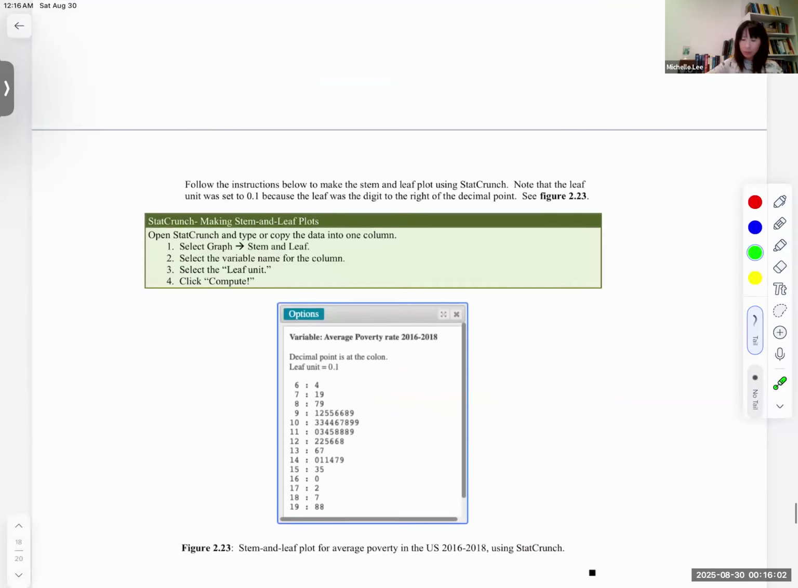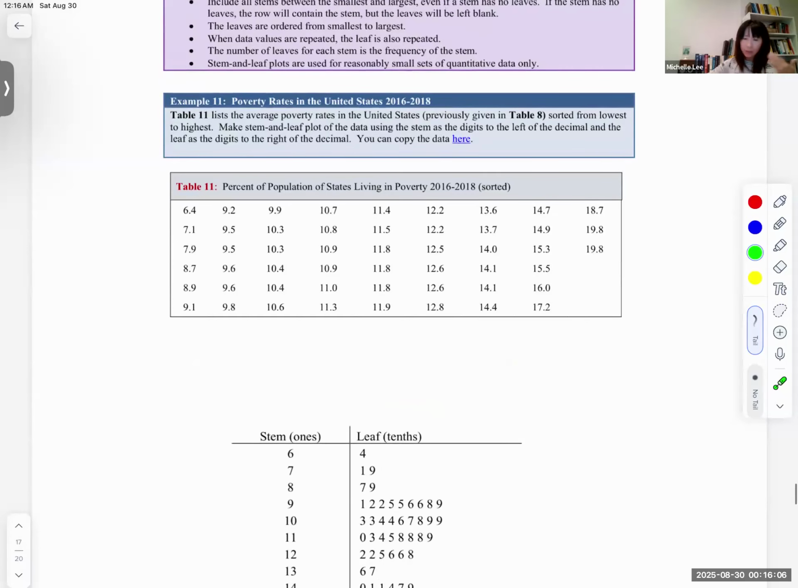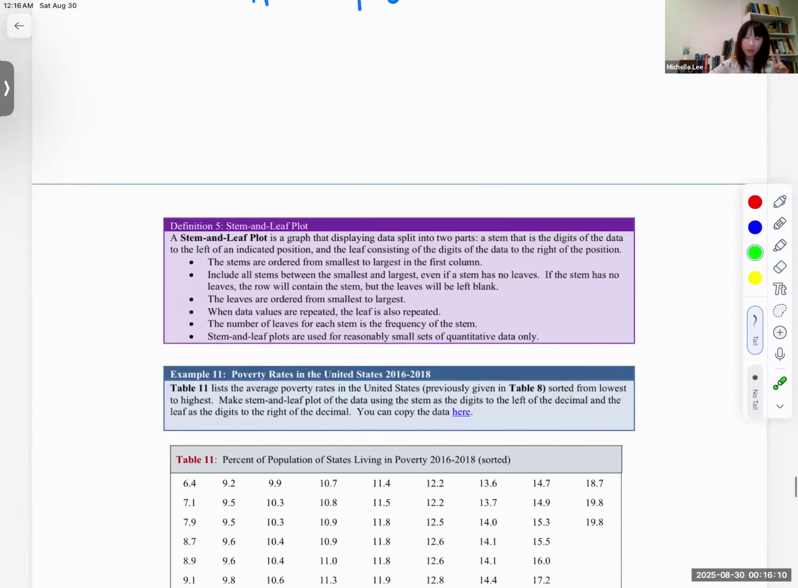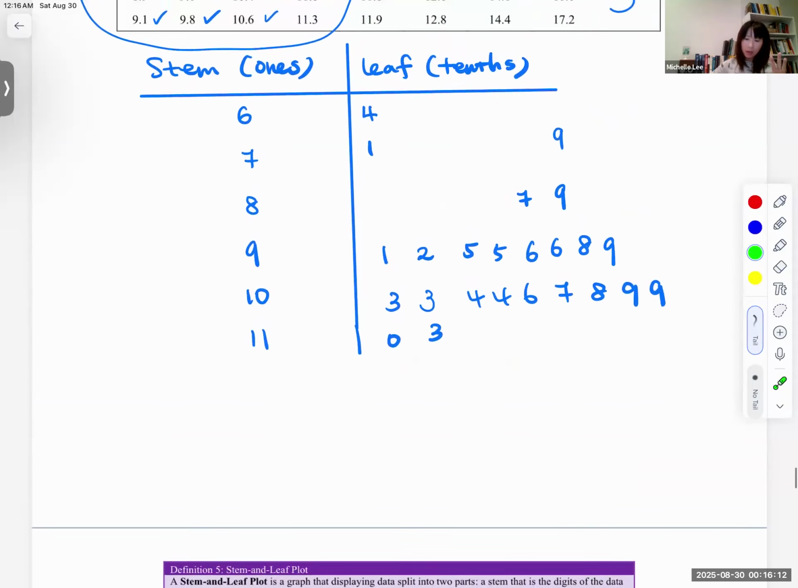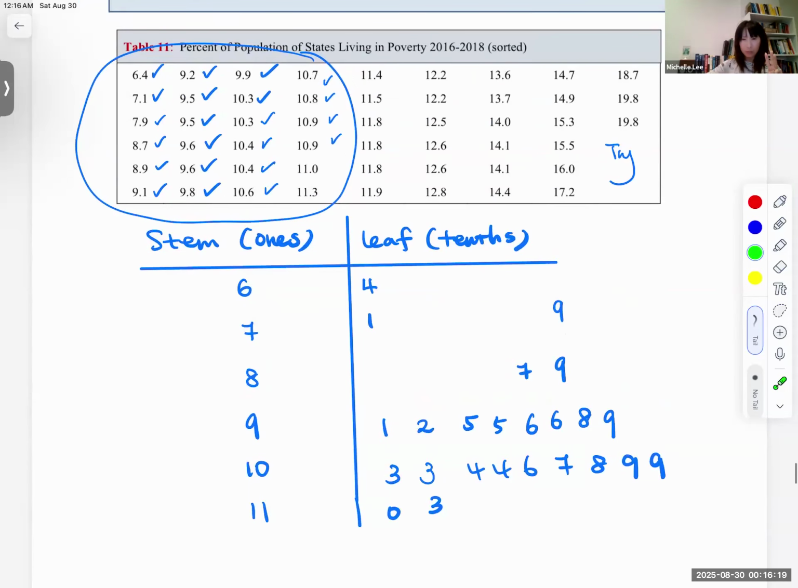But a histogram gives us 40 to 45, 2, 50 to 55, 3, right? We don't know the exact original data set from that.